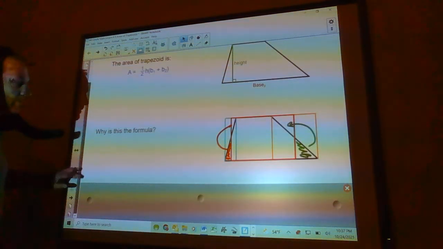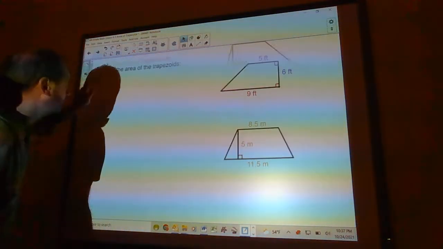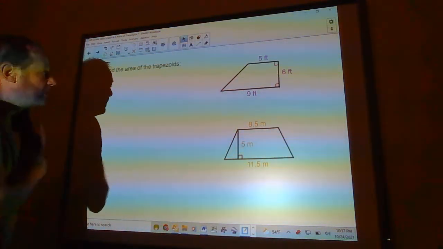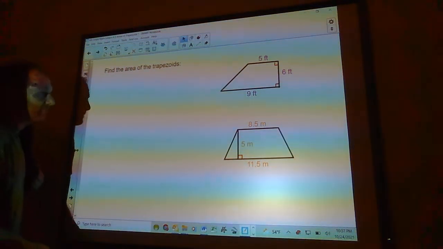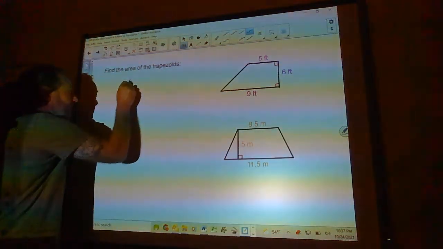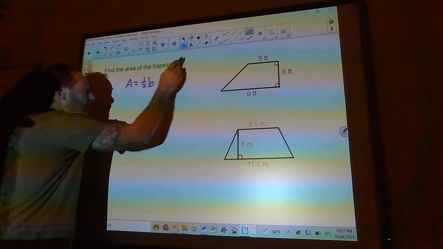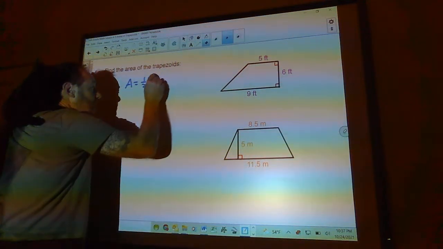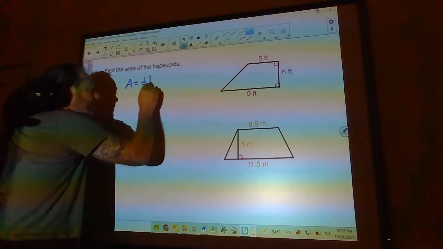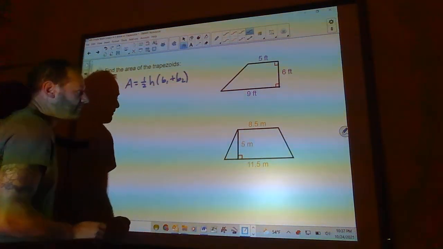Okay? So let's just do a couple now. So find the area of the trapezoids. Here's one up here. The first thing I'm always going to do is write down my formula. Half the height times base 1 plus base 2. Always write down the formula.